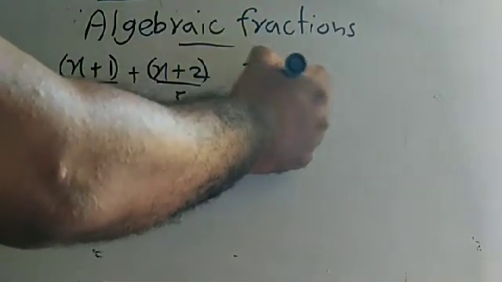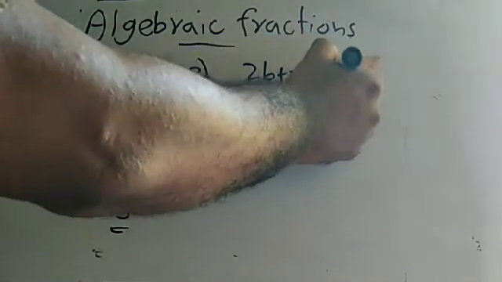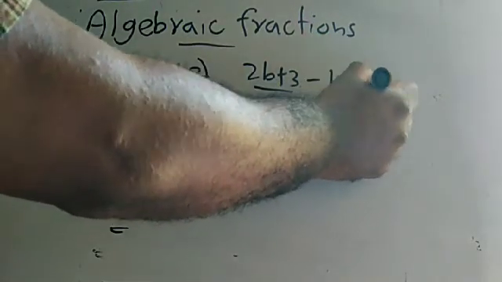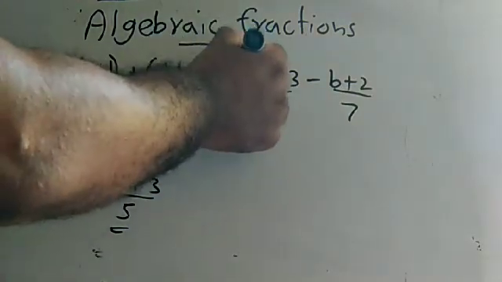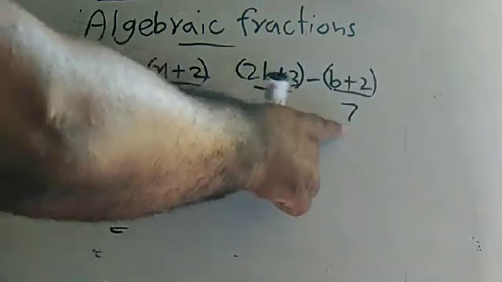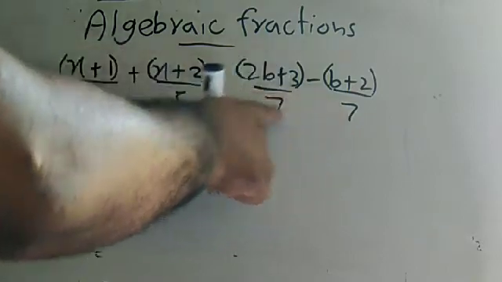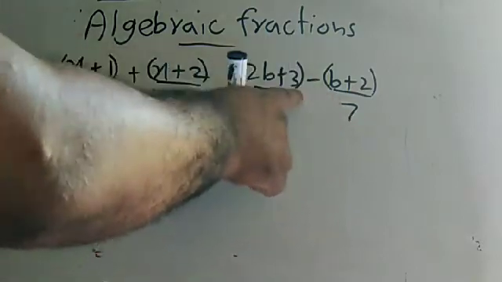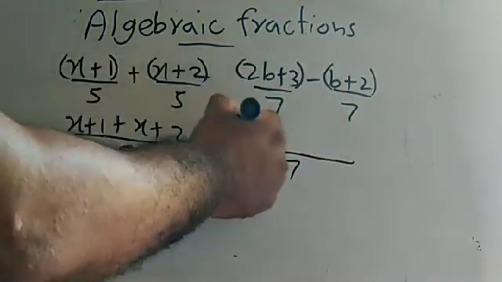(2b + 3)/7 - (b + 2)/7. Now you can see here each numerator is an expression. Here we have equal denominators, subtraction with equal denominators. The common denominator is 7. Now you can subtract the numerators.